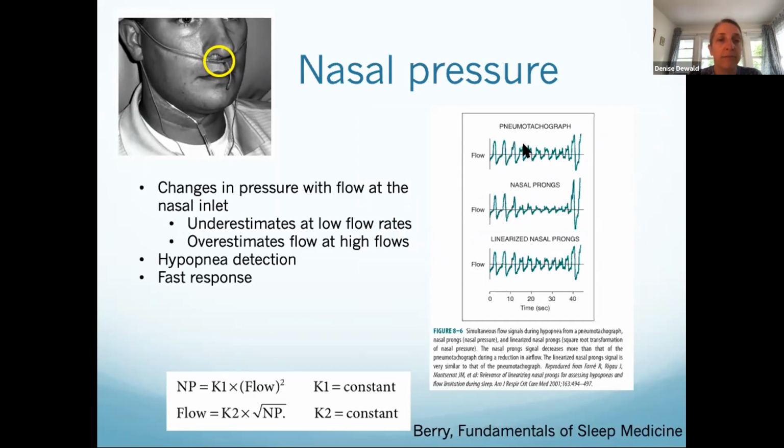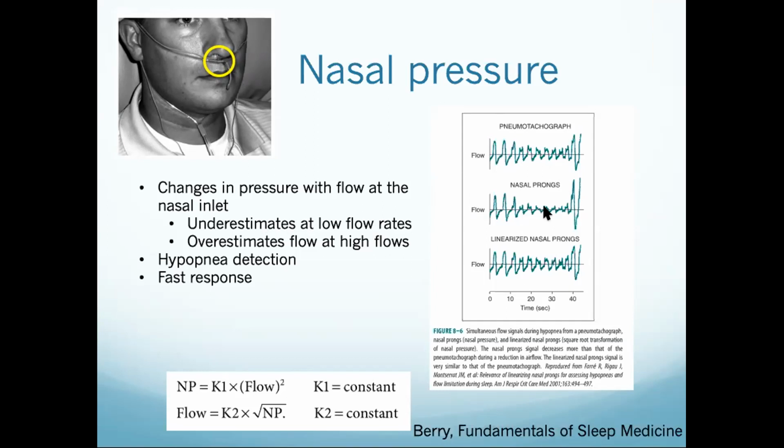So here is your pneumotach showing, okay, let me explain this. The thing with the nasal pressure is that it will drop down quickly as you get to a low flow. So it looks like there's less flow than there actually is here. So this is the pneumotach, here's your nasal prongs, and you see that it's overestimating the decrease in flow. Do you see that?